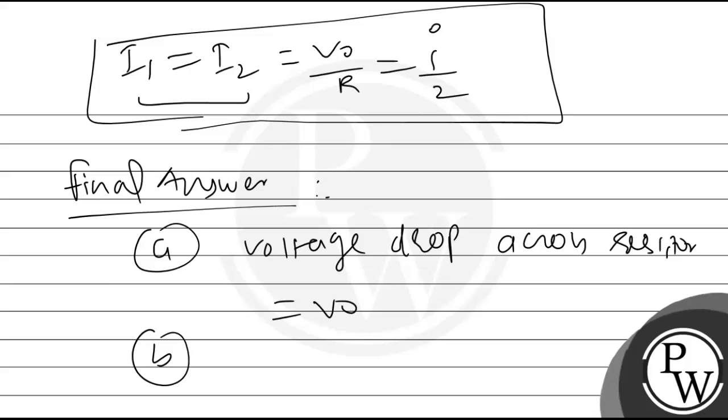And the second question is, what is the value of I1 and I2? Both I1 and I2 are equal, and that is equal to I upon 2.